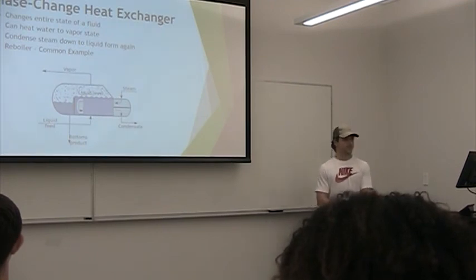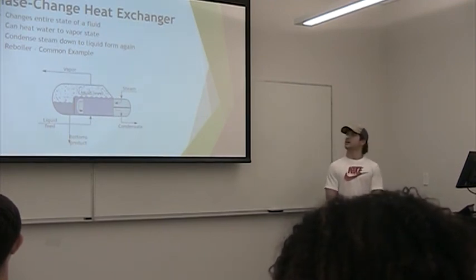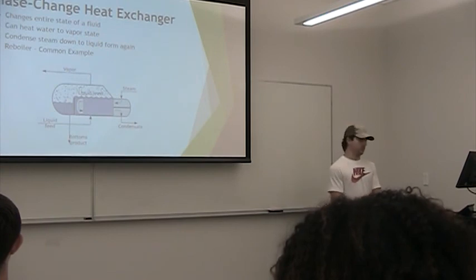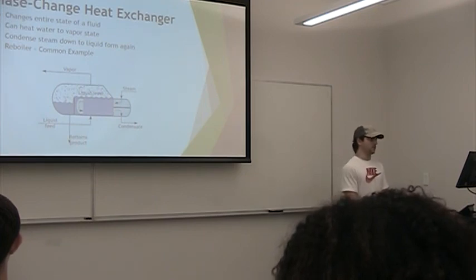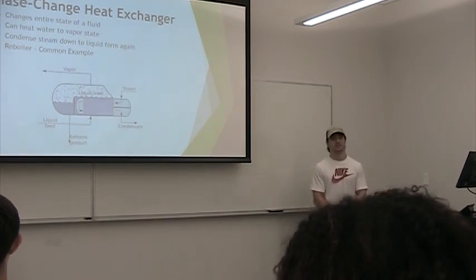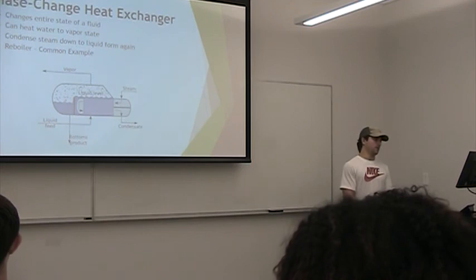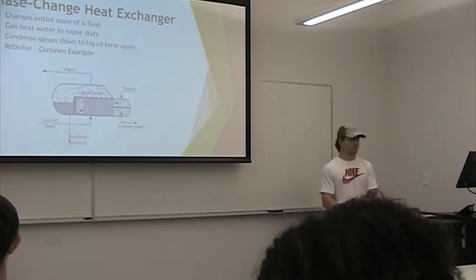Another example is a phase change heat exchanger, and this one changes the entire state of the fluid, or one of the fluids running in it. It can, for example, heat water to vapor state and then condense it back down to its liquid state. And a reboiler is the most common example for these.